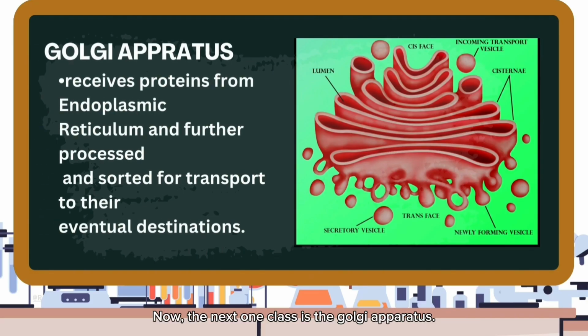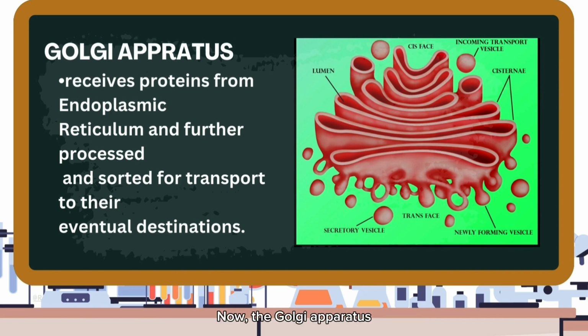Now the next one, class, is the Golgi apparatus. The Golgi apparatus can be compared to a customs officer. Customs officers are like the ones packaging, sorting, and transporting packages to their eventual destinations. Now, the Golgi apparatus has multiple names. They call it Golgi apparatus or Golgi body.